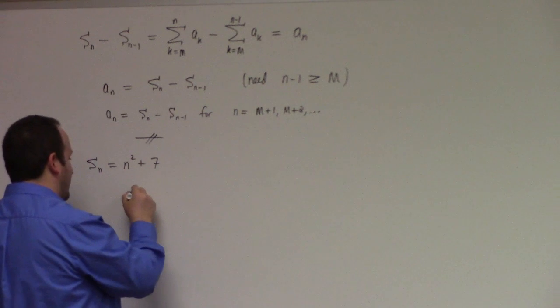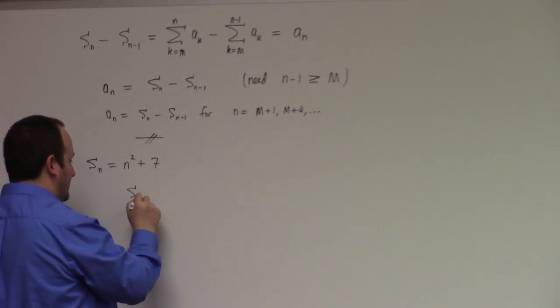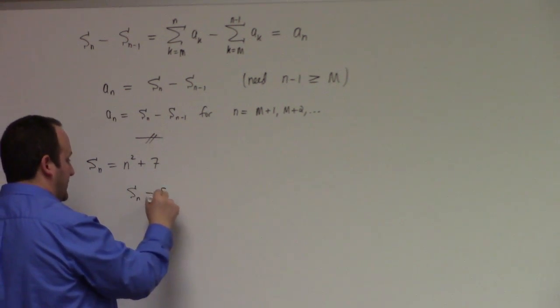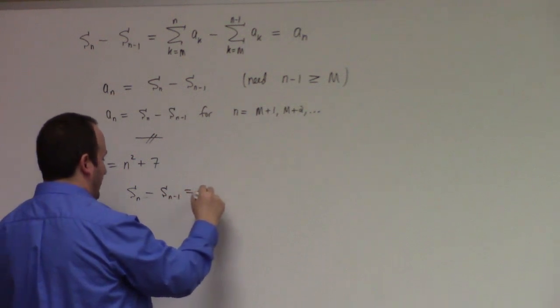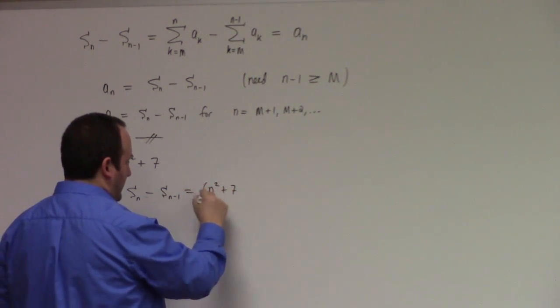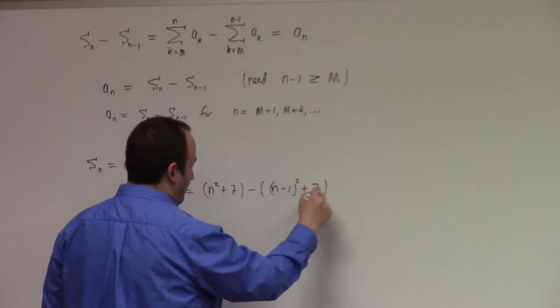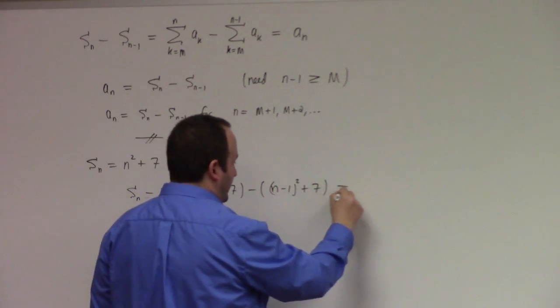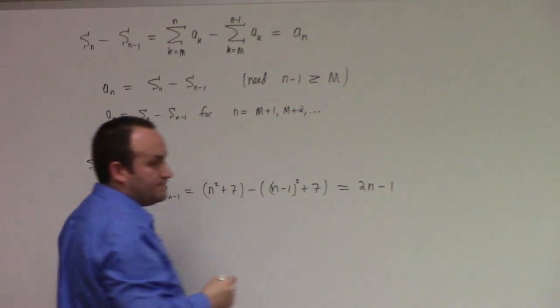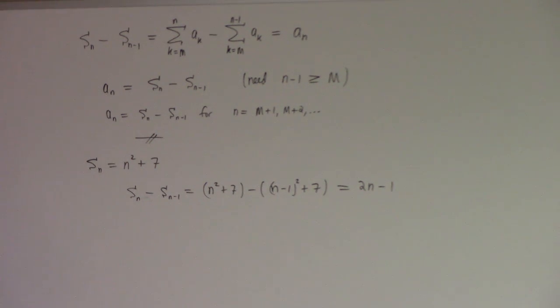And so we worked out that S_n minus S_{n-1} was what? n squared plus 7, right? Minus (n minus 1) squared plus 7. What did we get? We ended up with 2n minus 1 yesterday, right? And I was like, oh, cool, that's an odd number. So this should give me the sum of the first odd numbers.